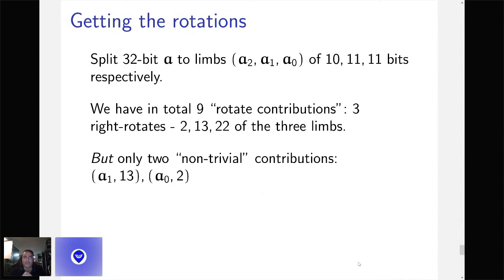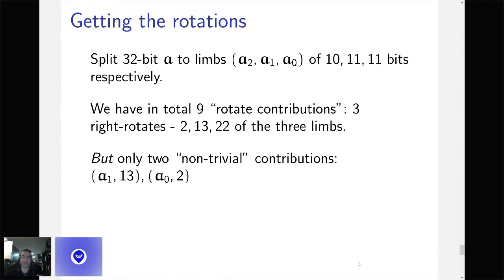But the little thing to notice here is that, in a sense, we only have 2 non-trivial contributions. That's the one where A1 is rotated by 13 and A0 is rotated by 2. What do I mean by non-trivial? I only need to look at the combination of rotation and limb where the rotation doesn't fall in a continuous segment.